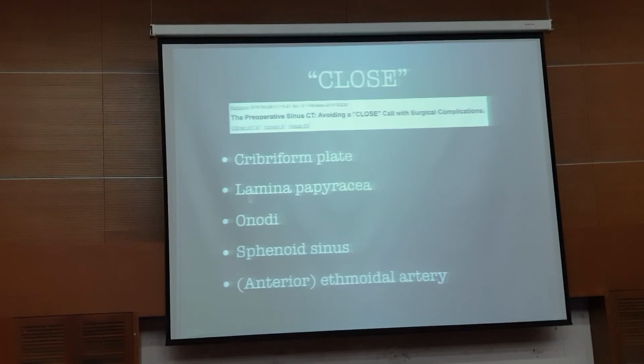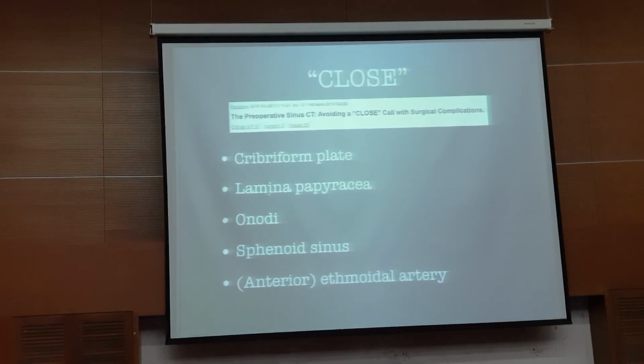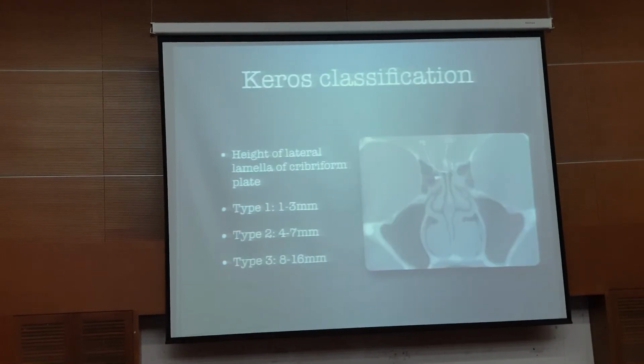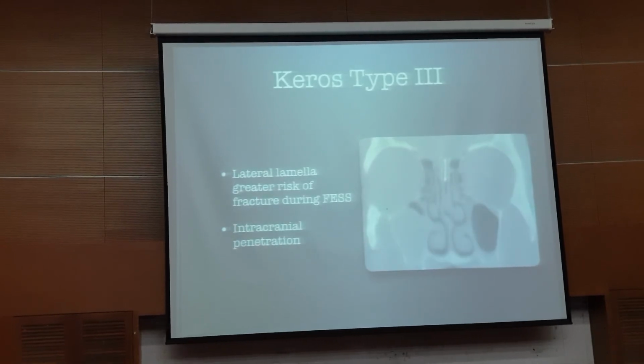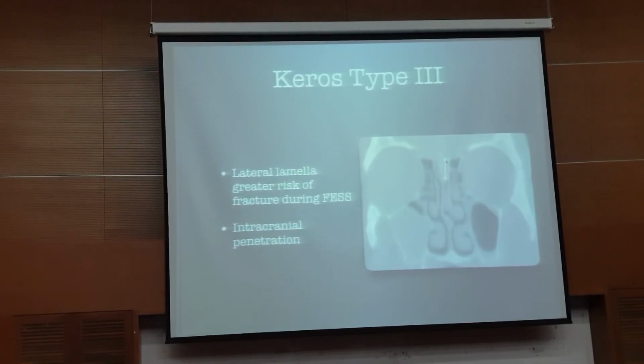It describes CLOSE: cribriform plate, lamina papyracea, onodi cell, sphenoid sinus, and anterior ethmoid artery. I'll go through each one by one. You all know about Keros classification. It describes the depth of the olfactory fossa, or the height of the lateral lamella of the cribriform plate. The one that's important to know is type 3, because it carries a greater risk of fracture during FESS, and if that happens, you can even get intracranial penetration. It is also very uncommon in my limited experience.